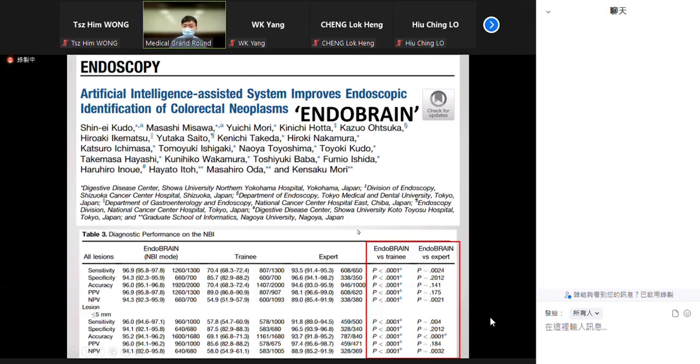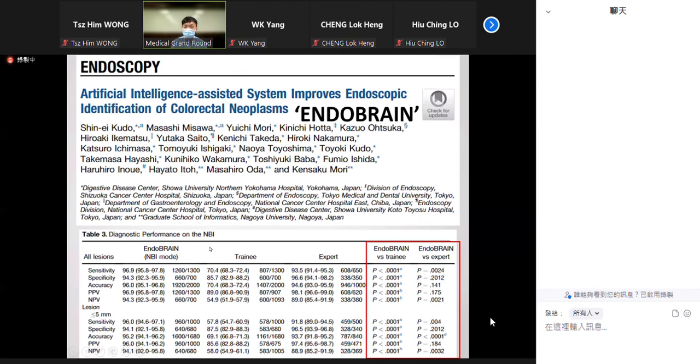And regarding the EndoBrain system that we showed before, actually a study published from Japan also assessed the ability of EndoBrain in characterizing colonic lesions. In this study, the authors compared EndoBrain with endoscopists using MBI examination, because it was found previously that with human eyes, the MBI examination can actually provide the best ability to differentiate different colonic lesions.